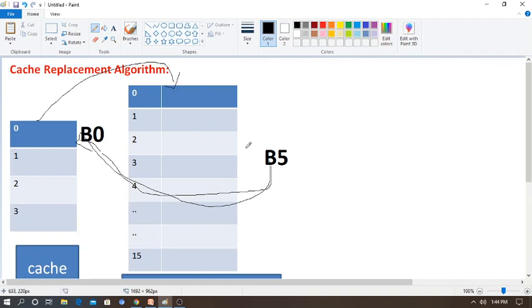Whenever the cache is full, it will send some block to the main memory, and from the main memory it will fetch the required block with data. The copy of the data will move to the cache, and we can access the data very fast. This is the way of using the replacement algorithm.